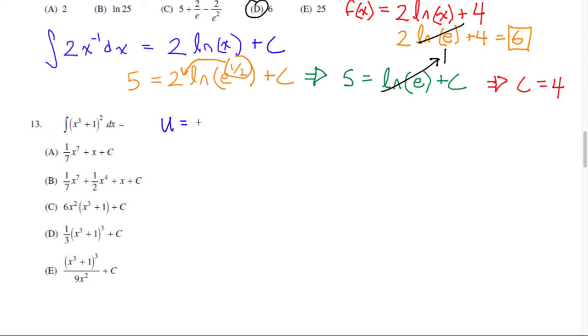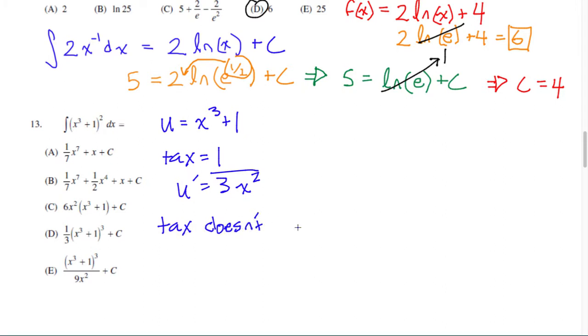U is equal to x cubed plus 1. Would we all agree that would be the inner? That means Taxman would be 1. U prime is going to be 3x squared. Oh no, you're paying with a variable rate. Taxman does not work, which means we're going to do what? Taxman more times. No. Nope. Nope, u-substitution will also have a variable rate. Won't work. Good guess, though.